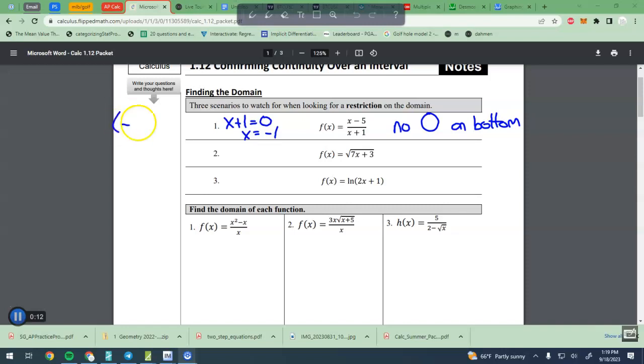So you would say it's continuous from -infinity to -1 and -1 to infinity. Remember that the parentheses means you don't include that number. So there's a parenthesis on both sides of the -1. We can't include -1, but we go all the way up to it from both sides.